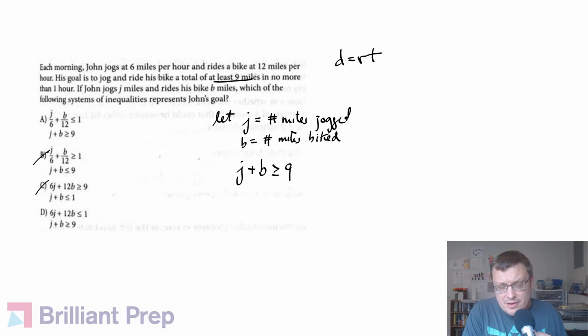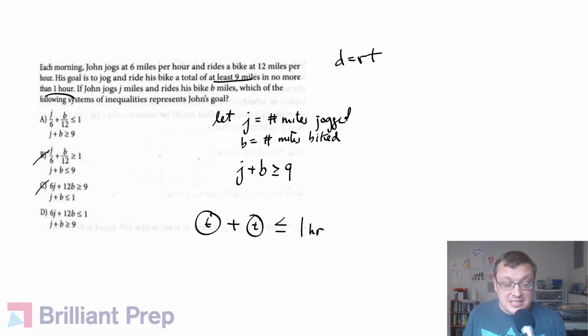But now I need to sort out the other inequality. Is it J divided by 6 plus B divided by 12, or is it 6J plus 12B? And here's where d equals rt comes into play. Notice the constraint. We want to do this trip in no more than an hour. That makes sense when I look at my choices, why both of these have less than or equal to 1. So let's set that up over here. Whatever is adding up must add up to time, because this is hours, right? This should be less than or equal to 1 hour. So I should have time plus time equaling 1 hour or less.